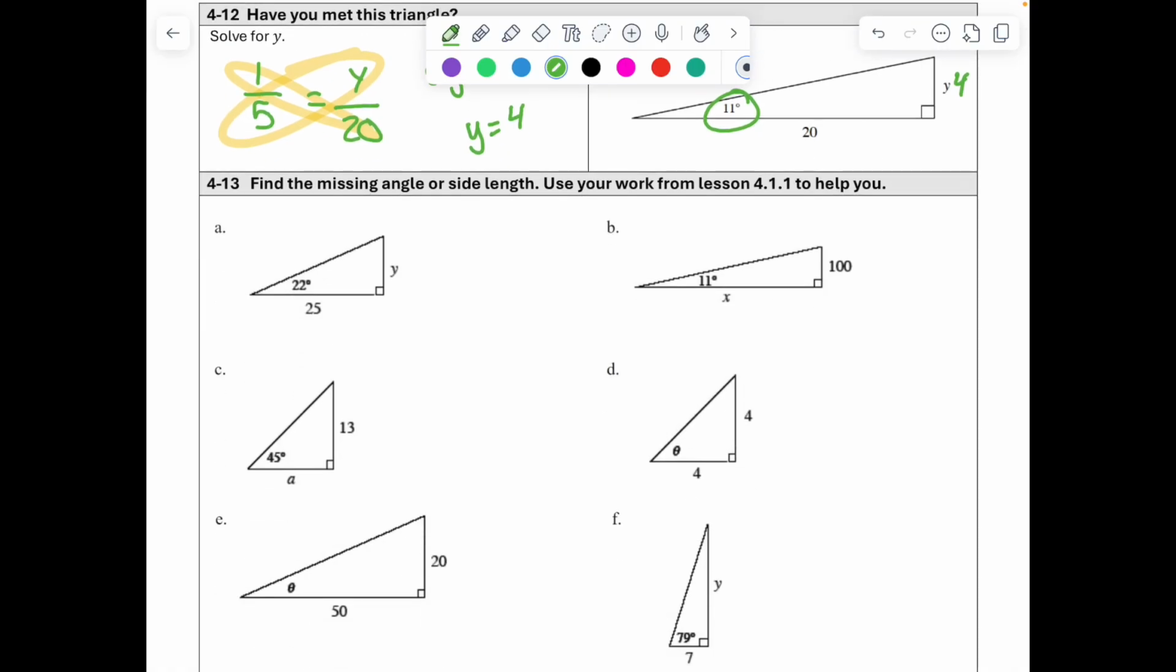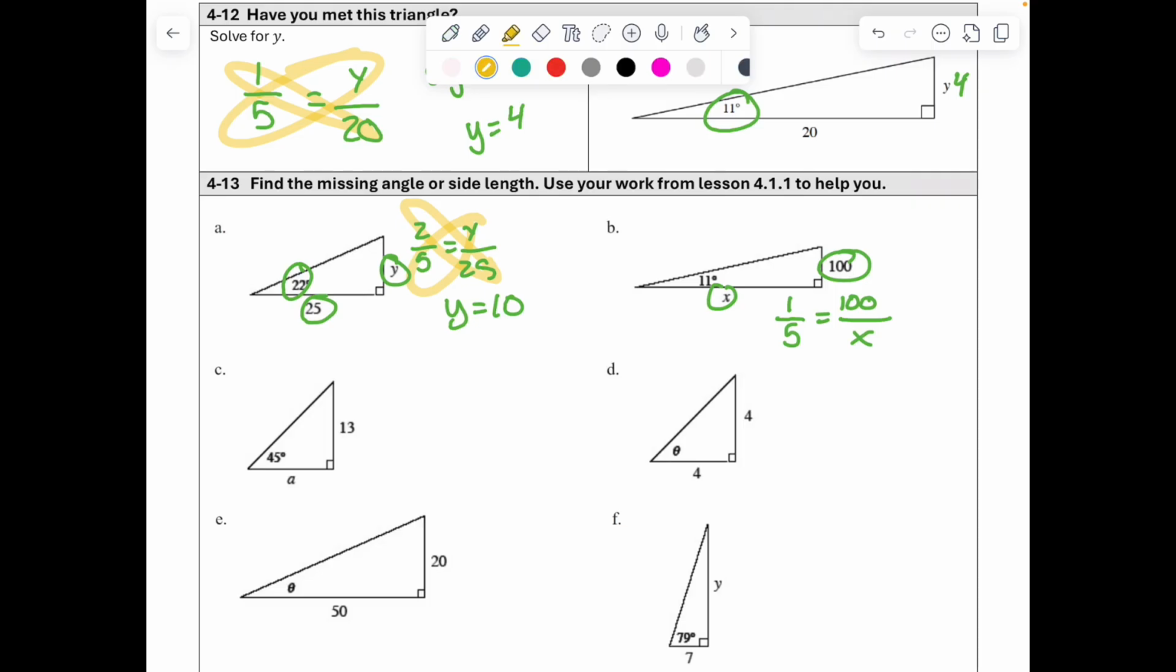We're going to use our toolkit for the same ones here. 22 degrees has a 2/5 slope ratio. And then our change in y is y, and our change in x is 25. So if we cross multiply and solve for y, y = 10. Here, 11 degrees, we know that's a 1/5 ratio. And here our change in y is 100, and our change in x is x. We can cross multiply again, and x ends up being 500.